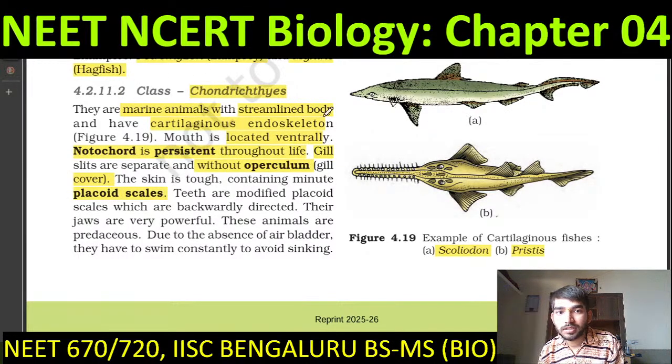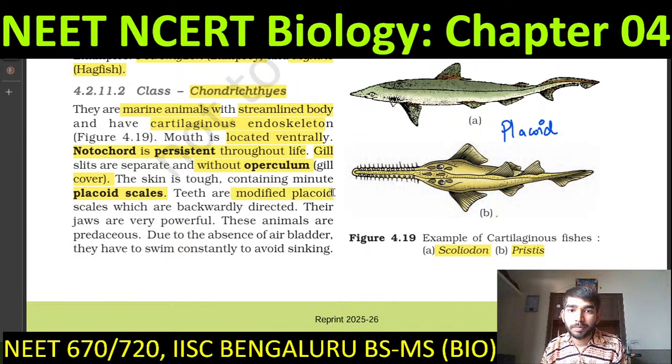For Chondrichthyes, they have placoid scales. For Osteichthyes, they have cycloid scales. So this will come later. Teeth are modified placoid scales. So these scales were absent in cyclostomata, but now in the true fishes they are present and they are backwardly directed. So these are like this.